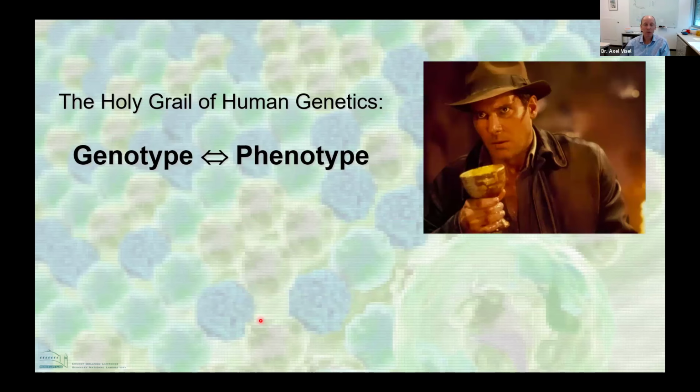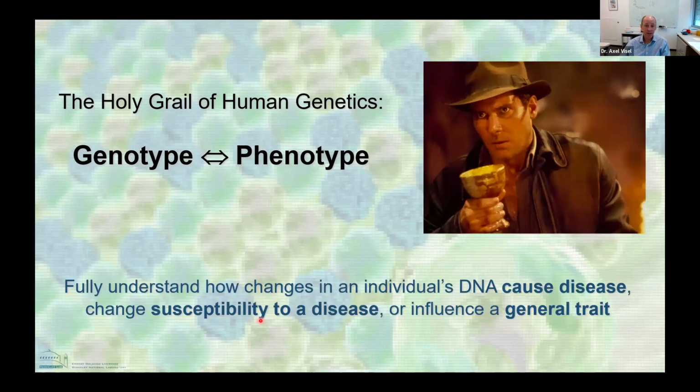But what continues to be a challenge is linking genotypes to phenotypes. What this means is that in the context of disease, we understand how changes in an individual's DNA cause disease, or if they're not causative in isolation, how they change the susceptibility to a disease, or how changes in the genome influence general traits such as, say, height or the shape of your face. And I would argue that we've made pretty good progress in terms of understanding this for protein coding sequences.